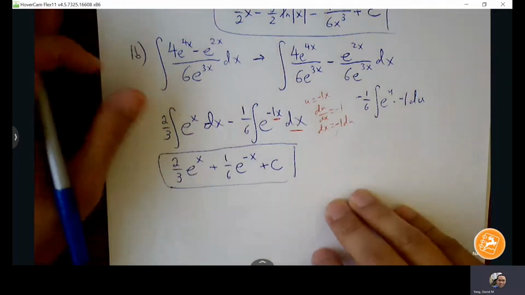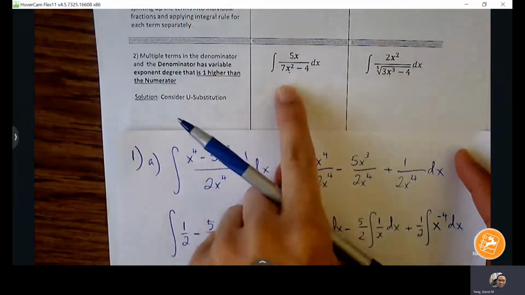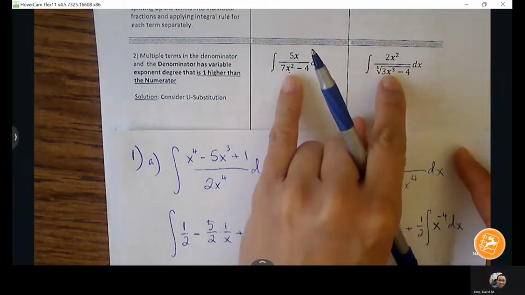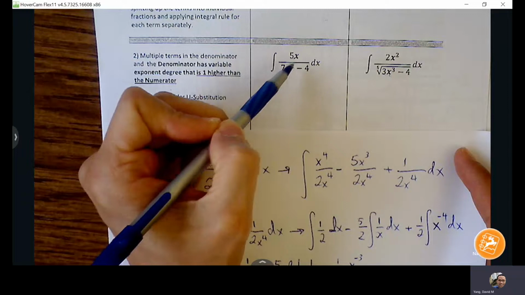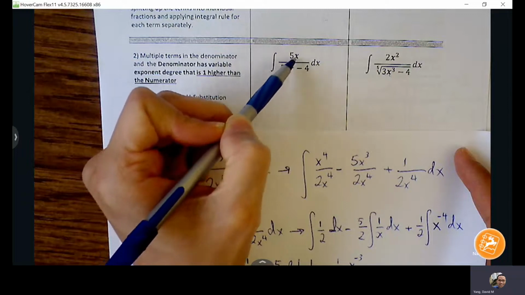Okay, all right, let's look at 2a, the second row here. Now these are terms where the degree is 1 higher in the denominator than the numerator.